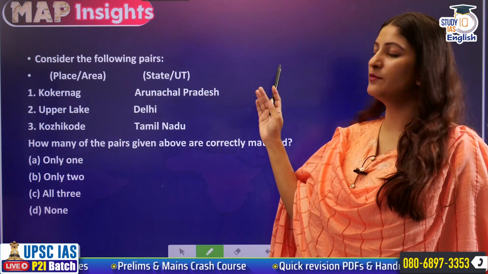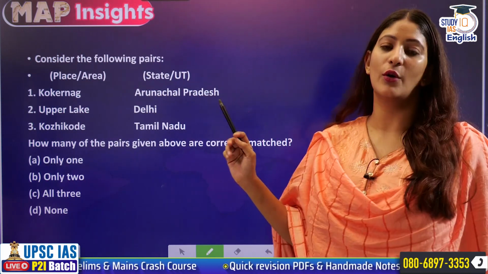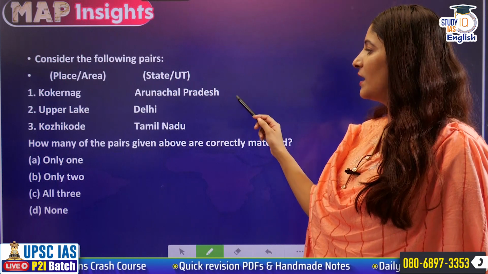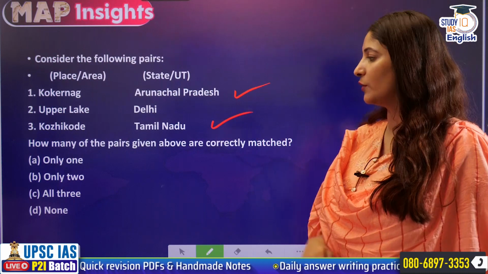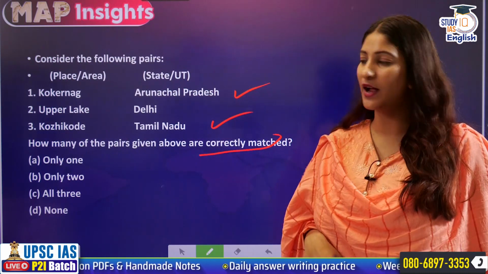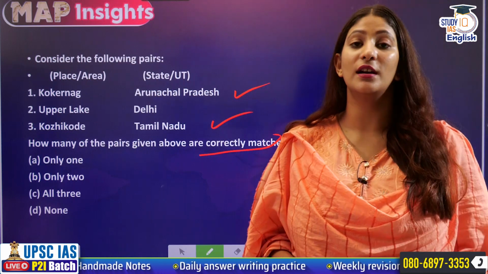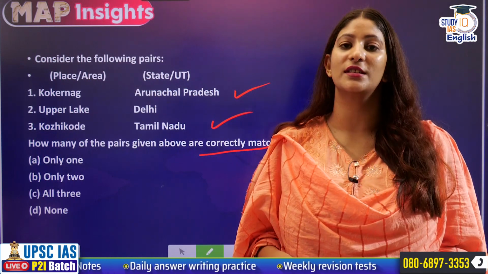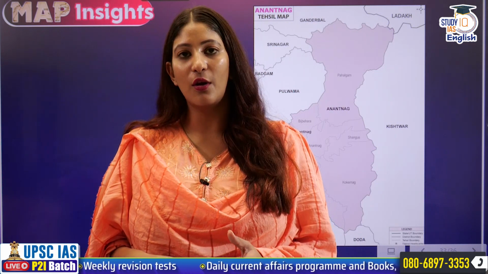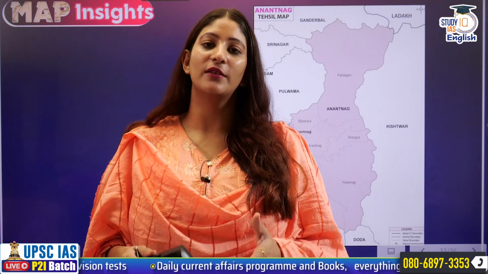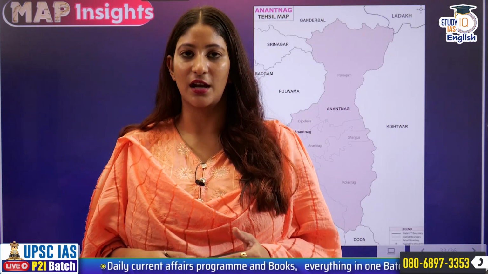Moving on. We have to match the place to the state or union territory they belong to. Kokarnag, Arunachal Pradesh; Upper Lake, Delhi; Kozhikode, Tamil Nadu. We have to see how many are correctly matched. Kokarnag is a part of Anantnag, which is in the Union Territory of Jammu and Kashmir. Recently, we are seeing a fierce battle between the armed forces of India and the militants there. We have also lost 3 very important soldiers, who are laying down their lives for our safety.